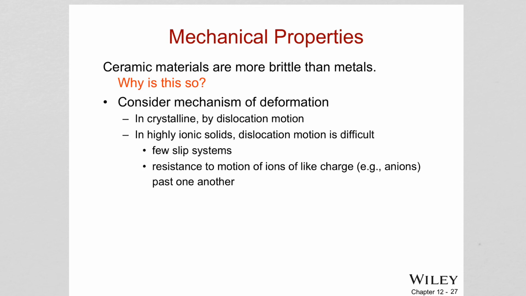And I told you the only reason the metals can be deformed is because of the presence of dislocations. Well, in ceramics, dislocations are difficult to move. You need to keep applying a lot of force to overcome this and to move the dislocations. So at that point, actually, you reach the strength level of the atomic bonds. And also they have few slip systems. And it is not easy for ions to flow over each other. So there is resistance to the motion of ions past one another.